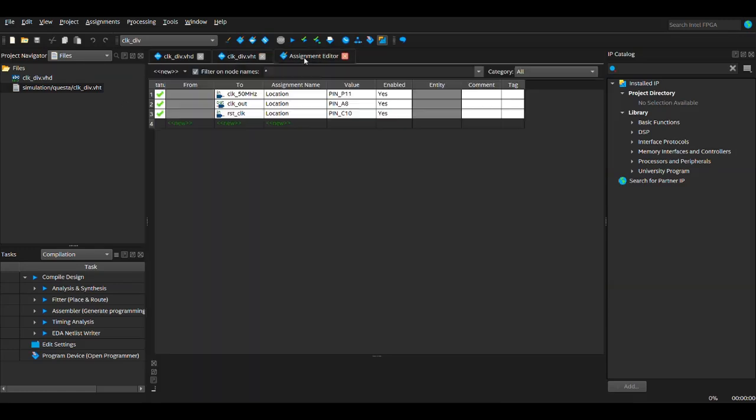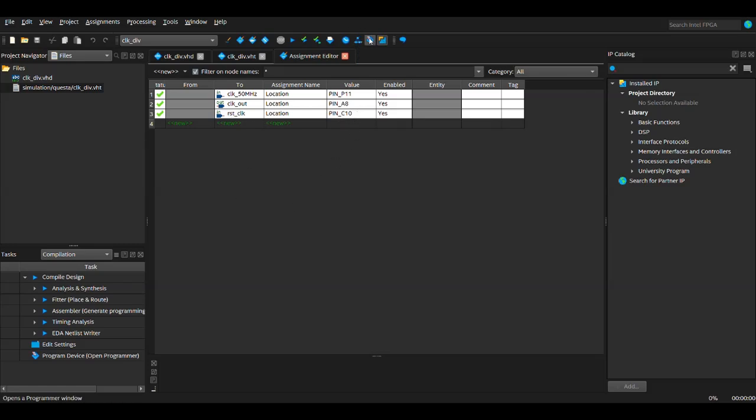So let's go to the pin planner. Here you can see clock 50 MHz was assigned to P11, clock out to A8, and reset clock to C10.